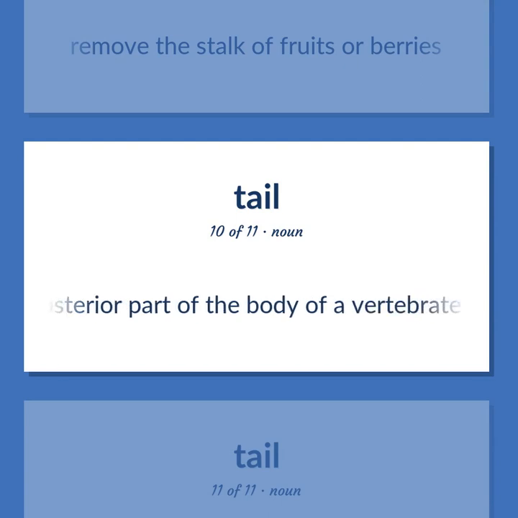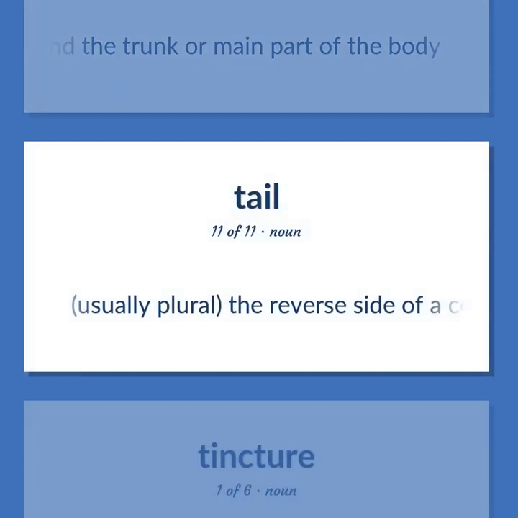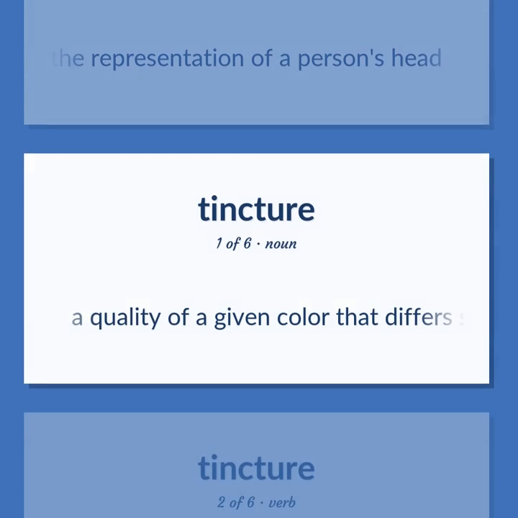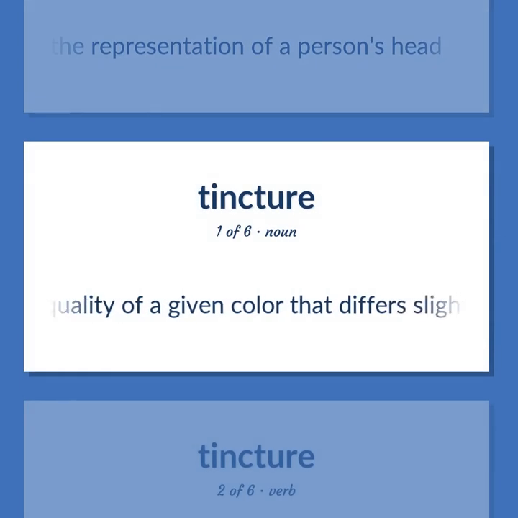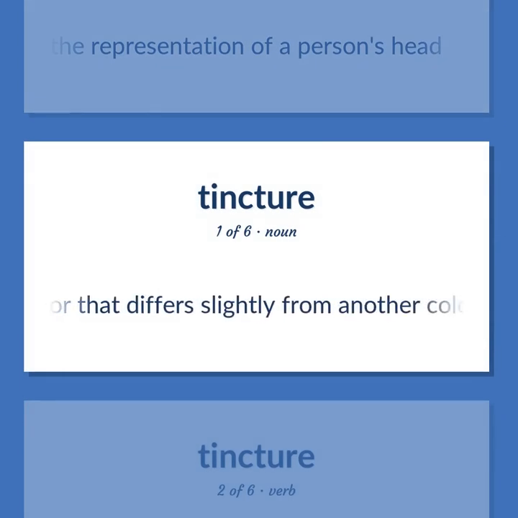The posterior part of the body of a vertebrate, especially when elongated and extending beyond the trunk or main part of the body. Usually plural, the reverse side of a coin that does not bear the representation of a person's head. A quality of a given color that differs slightly from another color.